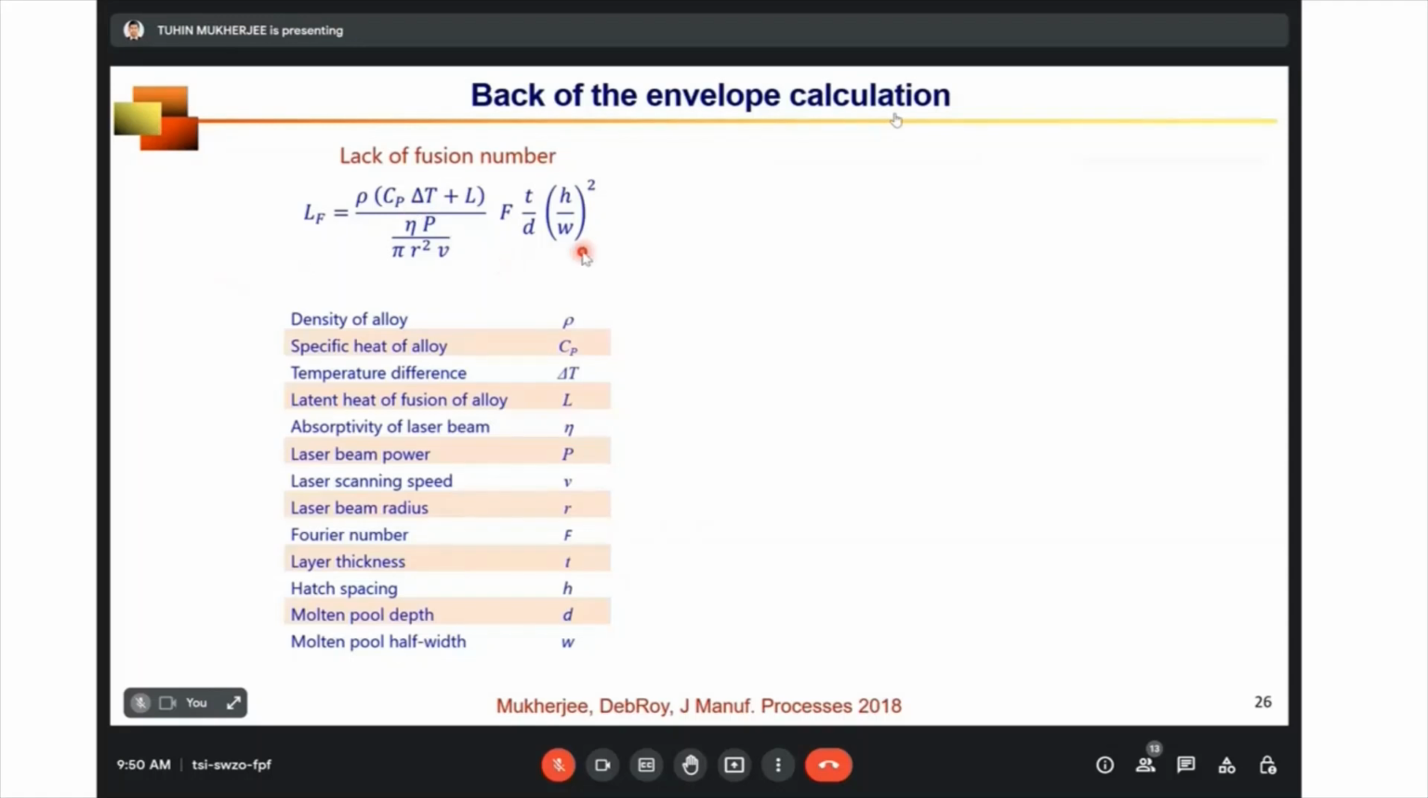So it has hatch spacing by width. If the hatch spacing is the same, if we can melt more material, that is beneficial for reducing lack of fusion. But if we have the same width for the same material, if we increase the hatch spacing, we increase the lack of fusion. So like that, the ratio of layer thickness to pool depth, the power density, which is a combination of laser power, absorptivity, laser beam radius, and scanning speed.